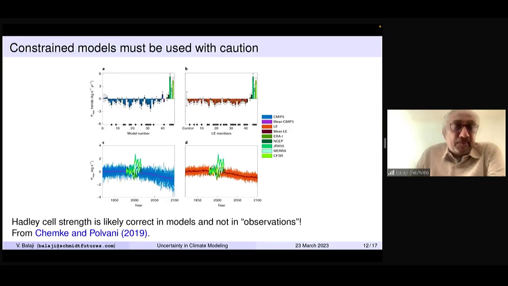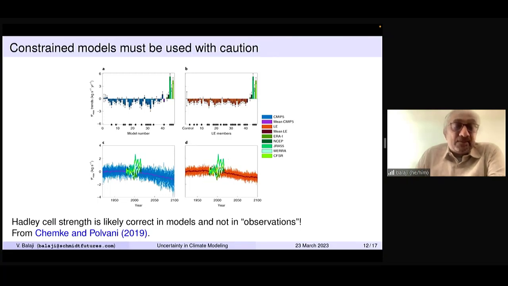This is an important point I want to make. Many people are now using machine learning to work towards reanalysis data sets, or what I'm calling constrained models. We can talk about this later if you like, but this paper shows quite an important result: the Hadley cell circulation appears in a lot of climate models from the CMIP-5 era to be declining with time. A lot of reanalysis models, the ones shown in green, show the opposite signal for a couple of decades.